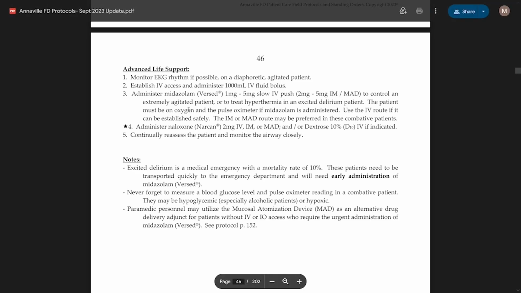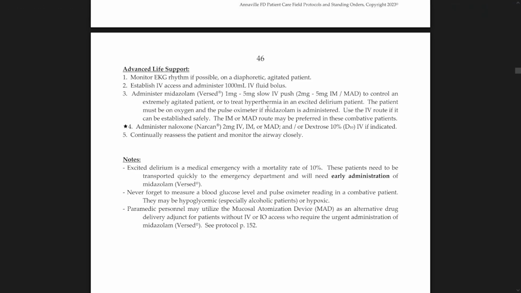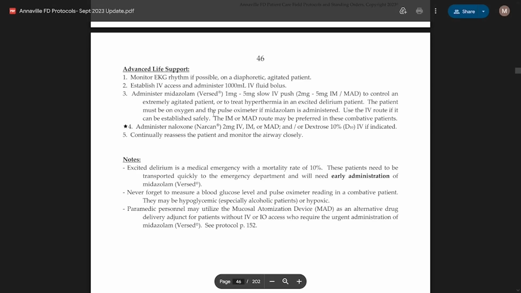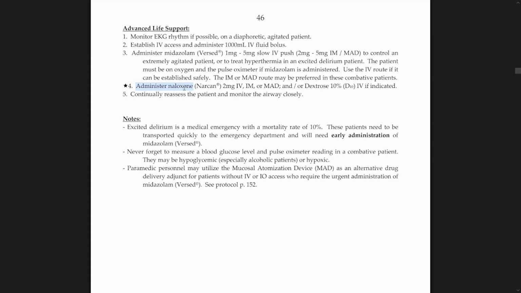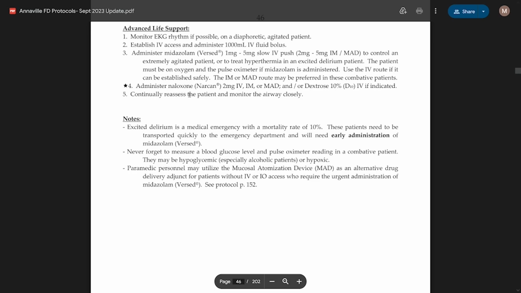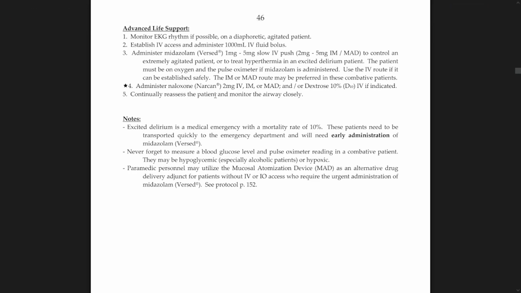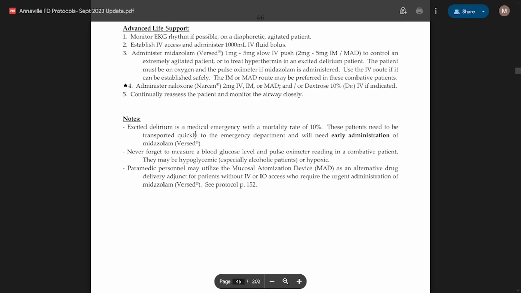The patient must be on oxygen and the pulse-ox must be used if midazolam is used. Use the IV route if it can be established safely, and the IM, or intramuscular, and the mucosal atomizer device, or the intranasal route, may be preferred in these combative patients. Administer Narcan or naloxone, 2 milligrams IV, IM, or MAD device, and/or D10 if indicated. Continually reassess your patient and monitor the airway closely.